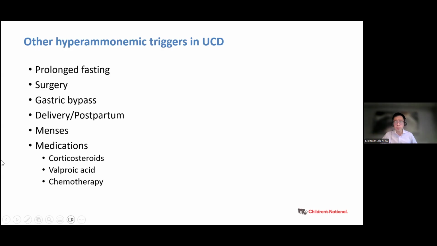The other thing that occurs postpartum is the involution of the uterus. It has to be quite large to sustain a growing fetus, but then immediately postpartum has to shrink back to its typical size, and that also releases a tremendous amount of protein. Menstrual cycles can also be a trigger for hyperammonemia in UCDs, as well as medications that either promote catabolism or might impair the urea cycle in some fashion.